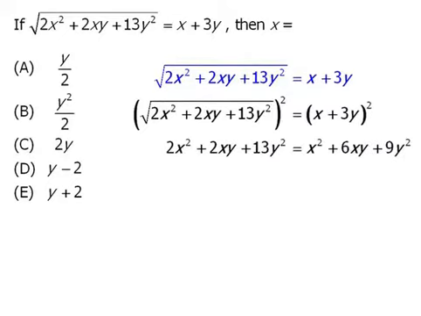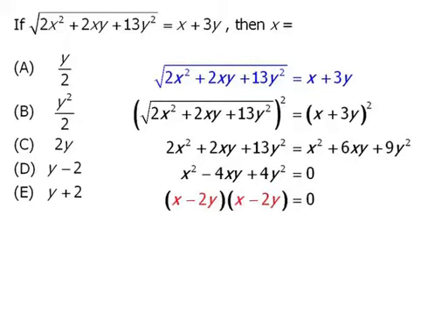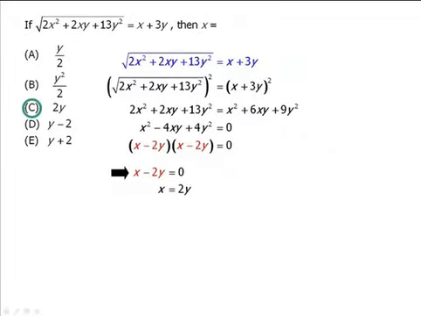From here we can set our equation equal to 0 by subtracting x squared from both sides, subtracting 6xy from both sides, and subtracting 9y squared from both sides. We now have an equation equal to 0. From here we can factor this as follows. And from here we can conclude that x minus 2y must equal 0. So when we add 2y to both sides, we get x equals 2y. So our answer is C.